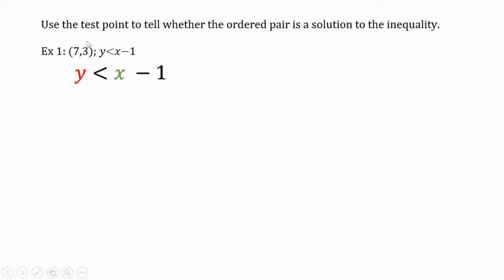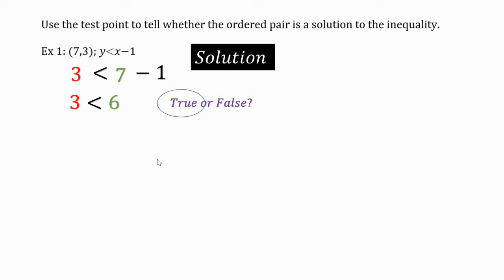Remember, points are made up of x's and y's. So my x is 7 and my y is 3, and we're going to plug those in. And so 3 is my y, 7 is my x. 7 minus 1 is 6. Is this statement true or false? Is 3 less than 6? That is a true statement. Since it's true, we would say that the point 7, 3 is a solution to that inequality.